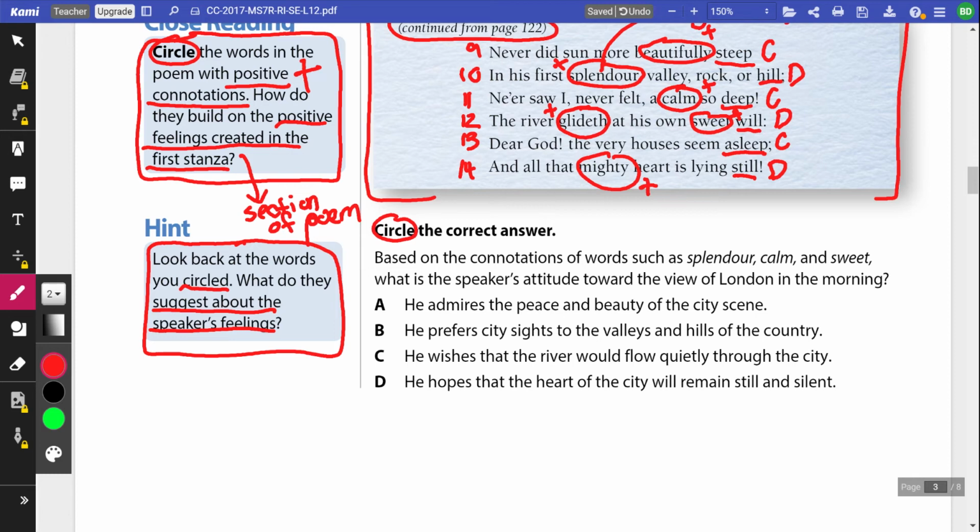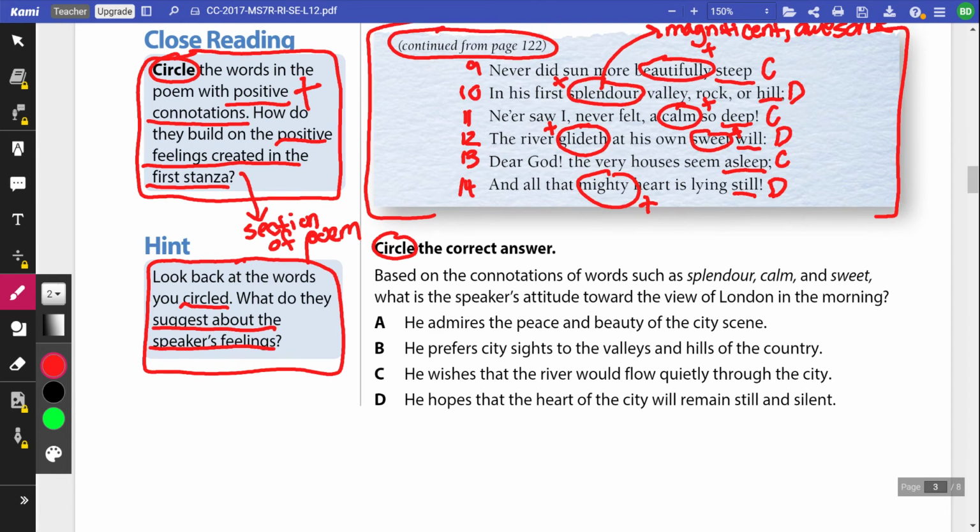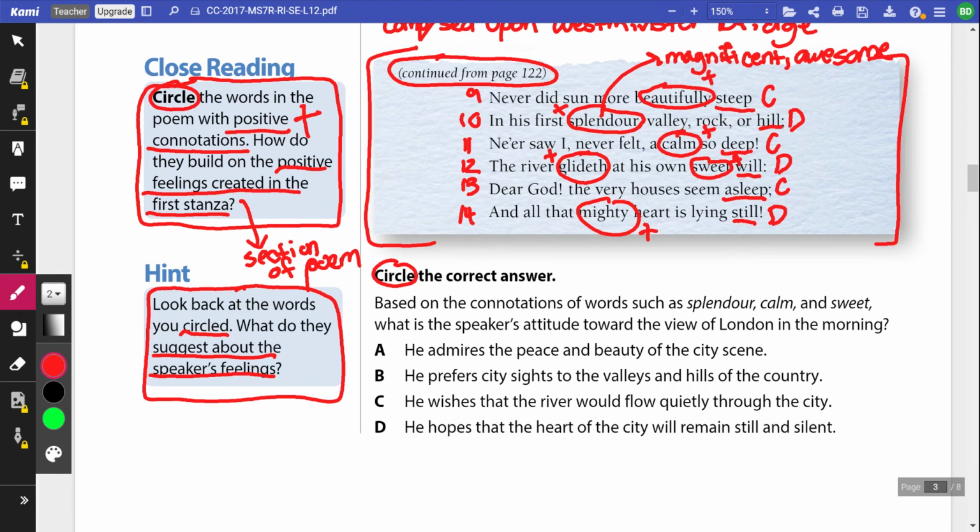So, do you think the speaker chose to use those words with positive connotation because they like the subject they're writing about? Did they choose those words because they hate the subject? I'm going to say the speaker probably chose those words because he likes what he's writing about. He's talking about the view of the city, view of London from atop the bridge, right? And he is choosing all these words that have very calm, peaceful, beautiful, positive connotation, right? So he definitely likes it a lot.